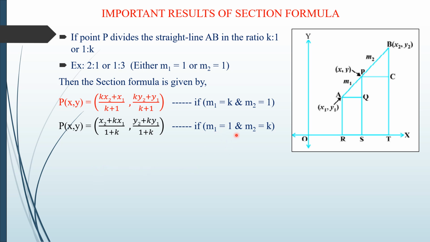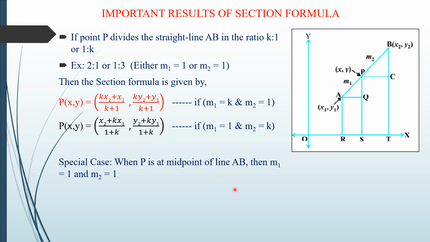If m1 is kept as 1 and m2 is kept as k, you will arrive at this formula. Special case, when P is at the midpoint, in that case m1 is also 1 and m2 is also 1, meaning that point P is dividing this straight line AB in equal ratios, that is 1 is to 1, that is nothing but 50% 50%. In that case, the above formula reduces to P(x, y) is equal to just (x1 plus x2) by 2 and (y1 plus y2) by 2.